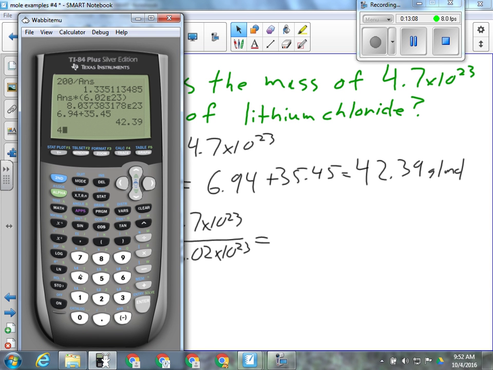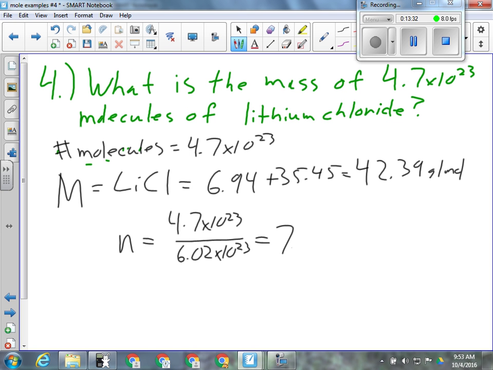I'm going to shortcut here, guys. 4.7 divided by 6.02. I don't need to write the exponents on there because they both have the same exponent. Okay, 7.8, whoops, not 47. 4.7. So much for my shortcut. All right, so I'm looking at 7.8 times 10 to the 22. No, I'm not. I'm looking at 7.8. See, this is fatigue starting to set in now. Yeah, it's 0.78. See? It's not making sense, and it's not even 10 o'clock in the morning. Okay, 0.78 moles is my N.